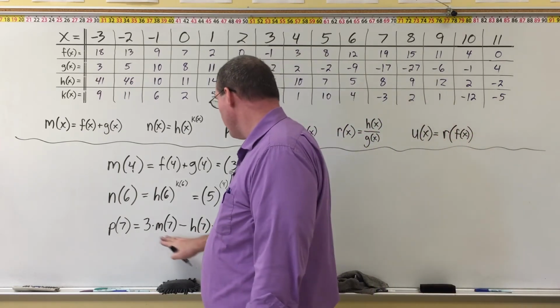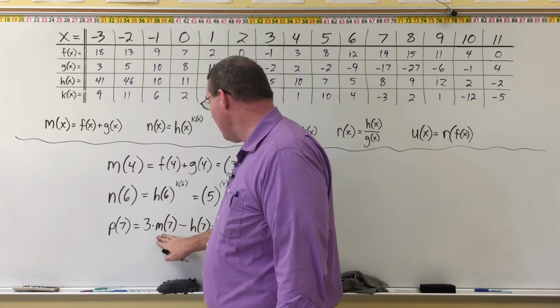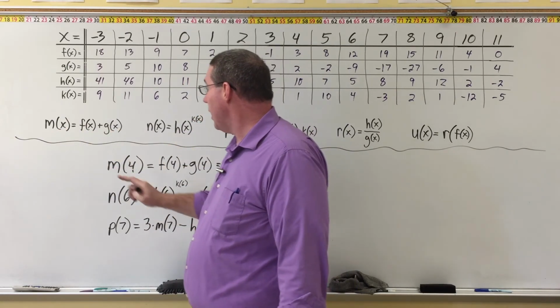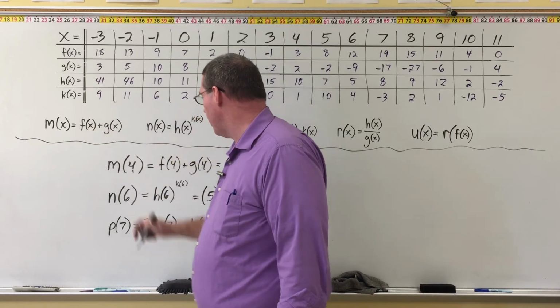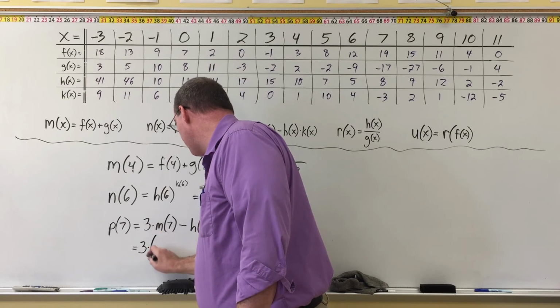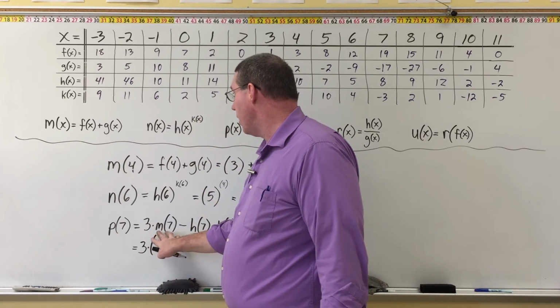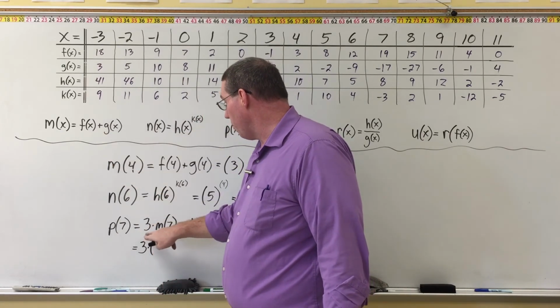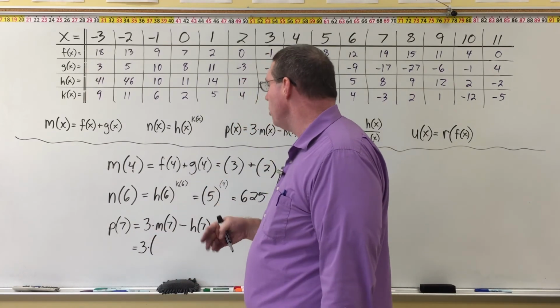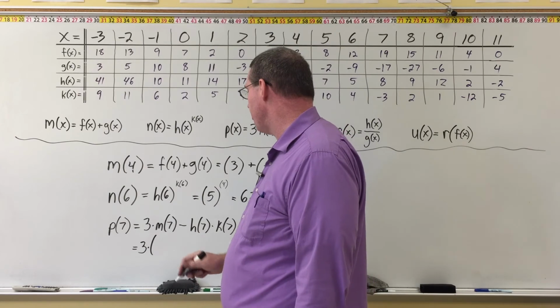But before I do those, let's go ahead and work on m of 7. M comes from m of x, and that's f of x plus g of x. But wherever we see an x, we're going to put in a 7. So this is now actually going to be 3 times, and I got to put this in parentheses because this is a sum. Because we're multiplying by 3, we got to put it in parentheses. Or, well, we'll just add the two numbers together and then multiply by 3.